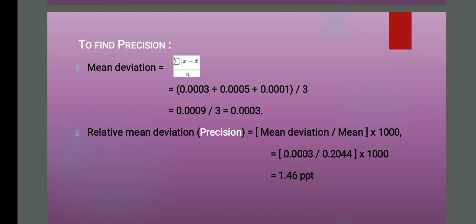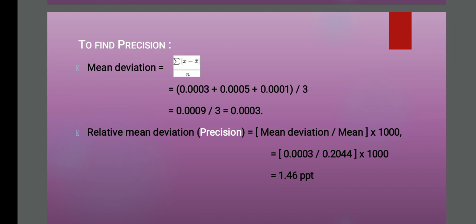So previously I have told you how to calculate accuracy. Accuracy is nothing but the relative mean error, we call it accuracy. To find the value, it is the experimental value, that is the mean value minus the true value, divided by the true value into 1000. I have told you how to calculate it very easily. Next we are going to see about precision.